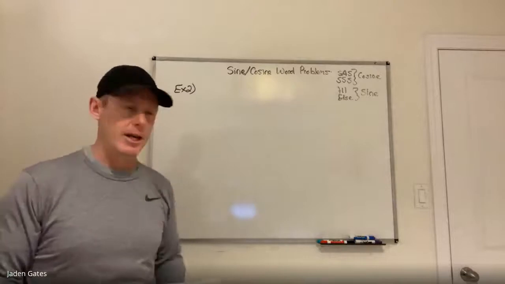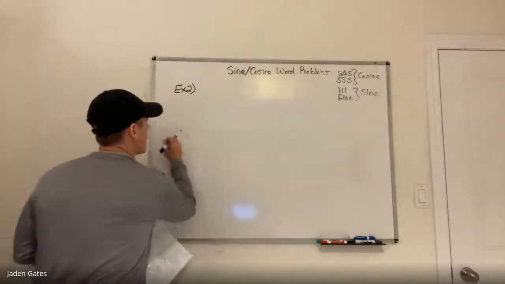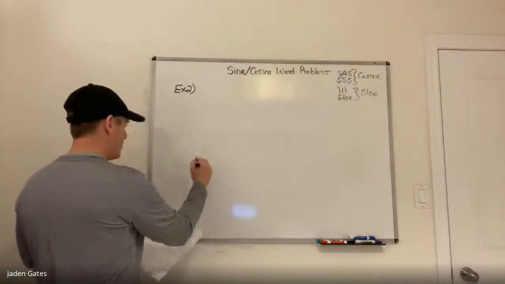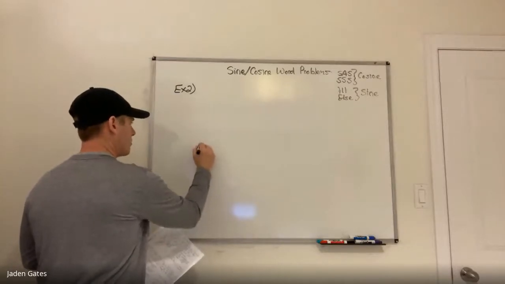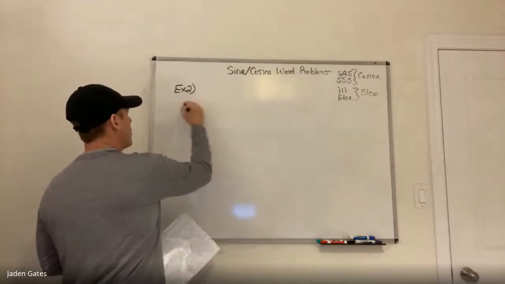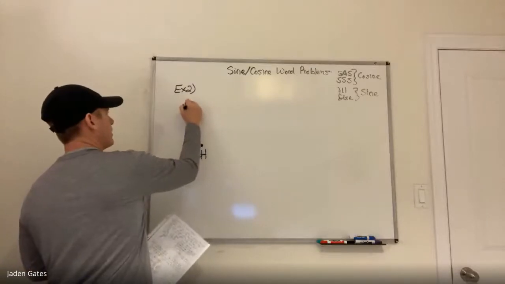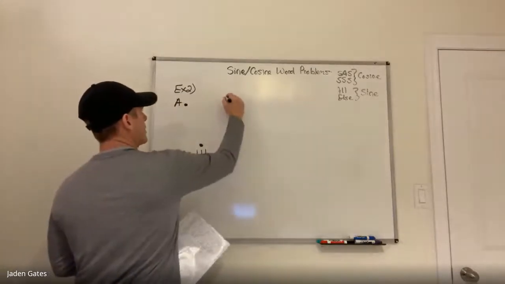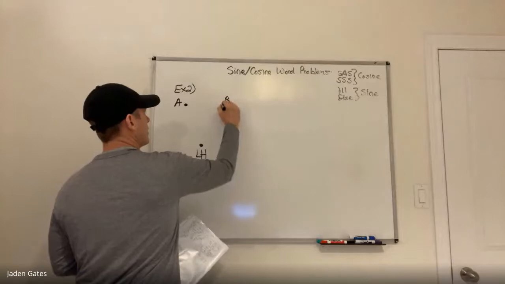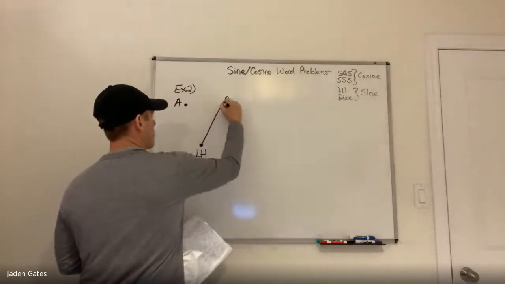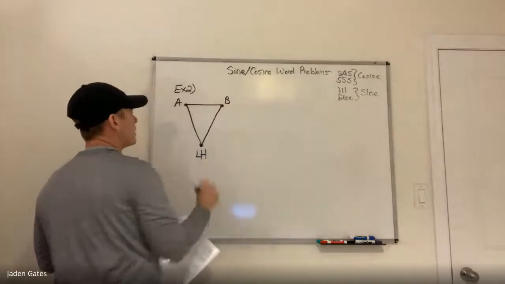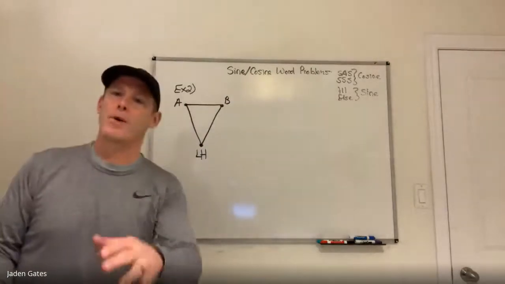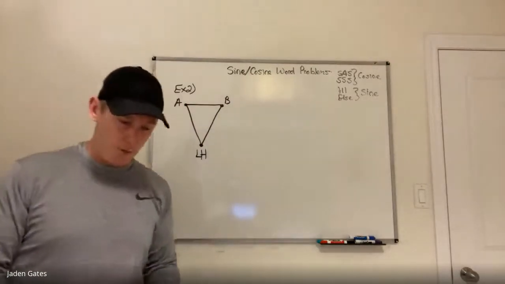We got 2 boats and a lighthouse. So I'm going to put my lighthouse down here. There's my lighthouse. There's going to be a boat A and a boat B. And of course, we're going to have ourselves a triangle here. That's what I got just from reading the question the first time. Now I'm going to go through it sentence by sentence and see what we can do.